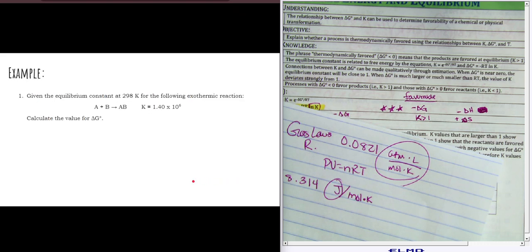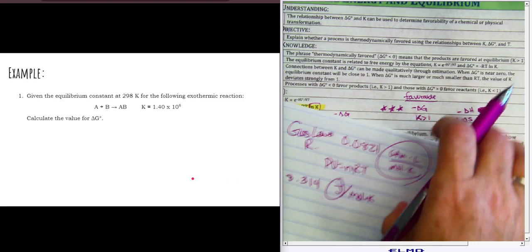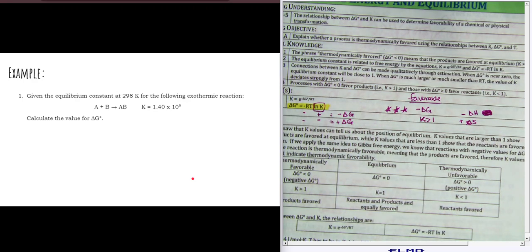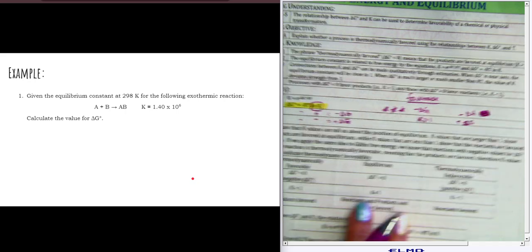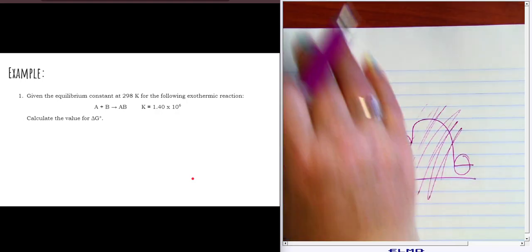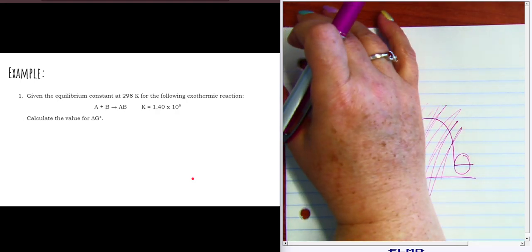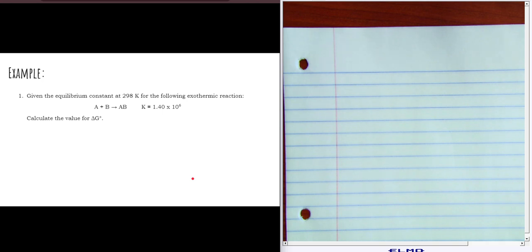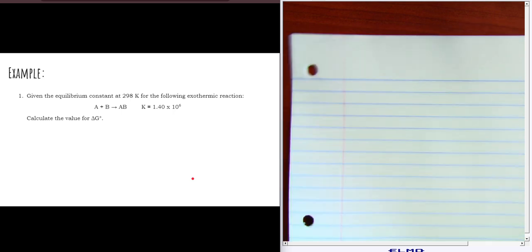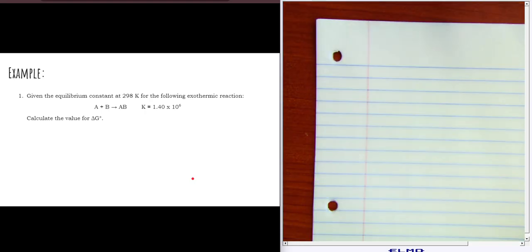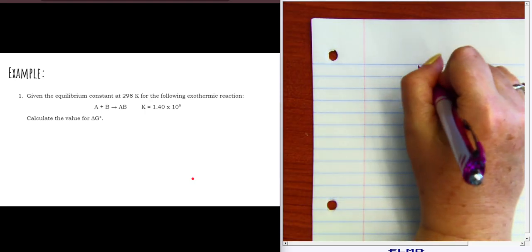Okay, so we have a problem to solve really quickly. Given the equilibrium constant at 298 Kelvin for the following exothermic reaction, calculate the delta G for this reaction, and they give us the K value as well. For this one it should be just plug and chug, right? Pay attention to your problem. They asked me to calculate the delta G, so I want to solve for this.